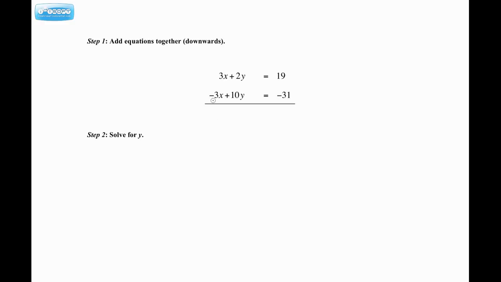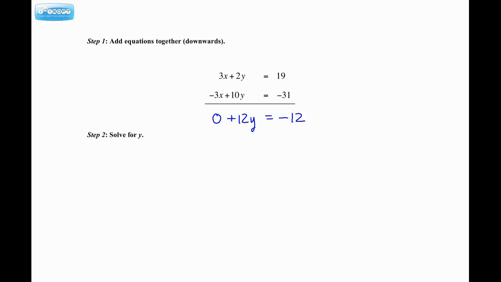So 3x plus negative 3x, that's just 3x minus 3x, is 0x, or just 0. Next, we have 2y plus 10y. That's 12y. Okay, here's our equals, so we'll put that there. And then we add 19 plus negative 31. Okay, so if you want to do that in your head, you can just do 31 minus 19 and then just reverse the sign. But we get negative 12.